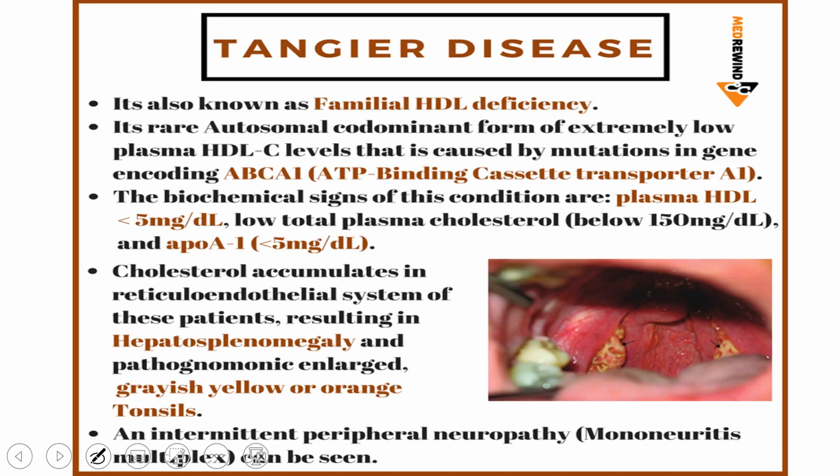If you see Tangier disease, it is also called familial HDL deficiency. It is a rare autosomal codominant form of extremely low plasma HDL-C that is caused by mutation in the gene encoding ATP binding cassette transporter A1, ABCA1. In this case, the plasma HDL content, which should normally be in the 25 to 40 mg per dl range, becomes less than 5 mg per dl. So HDL content is very, very low. That is Tangier disease.